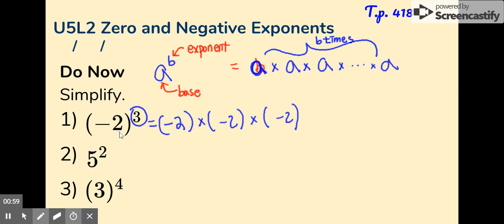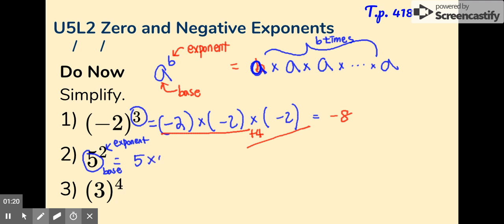So you multiply negative 2 how many times? 3 times. So what is negative 2 times negative 2? Positive 4. Positive 4 times negative 2 is negative 8. And what's the base? This is the base, and this is the exponent. So you multiply 5 how many times? You multiply 5 twice. So it's going to be 25.